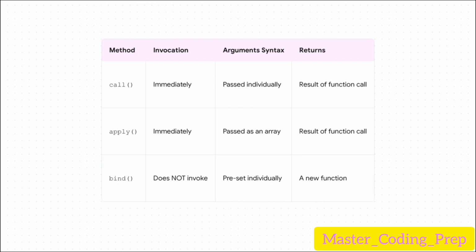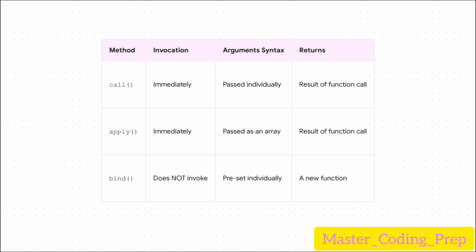Call and apply both run the function immediately. They just have a different way of passing in arguments. But bind is the odd one out. It doesn't run the function. Instead, it creates and returns a brand new function that's permanently locked to the this context you gave it.